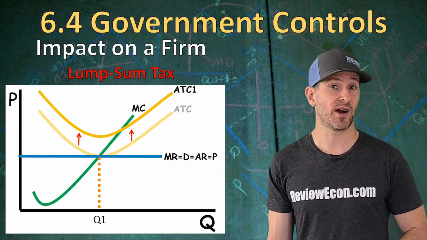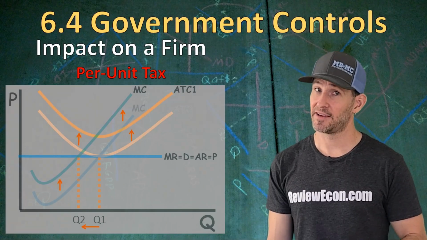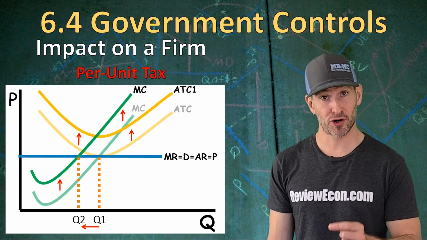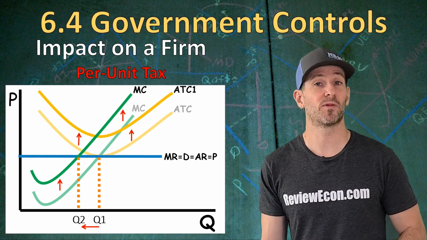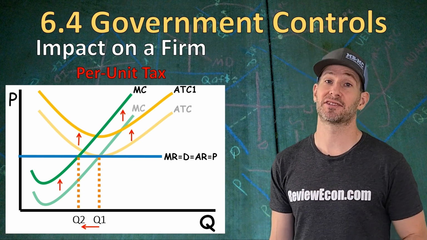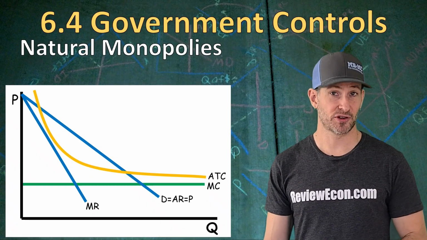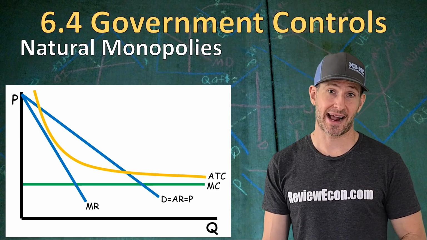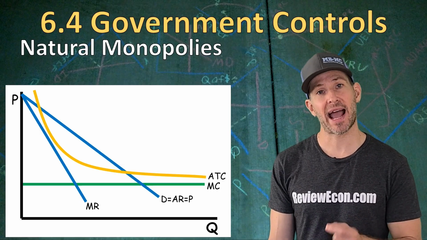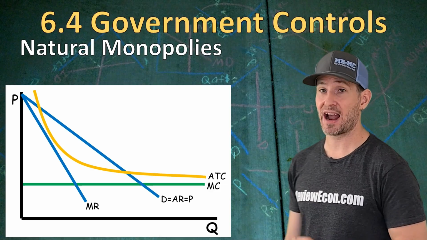It won't change the price from the market, and it won't change the quantity, at least not in the short run. If, on the other hand, the government imposes a per unit tax, that will shift that marginal cost upward along with the average total cost. Here, we actually see a reduction in the quantity produced. Now, an aspect of government controls that you might not have learned in previous units, we're looking at what are called natural monopolies. Natural monopolies capture economies of scale, and they have constantly decreasing average total costs.